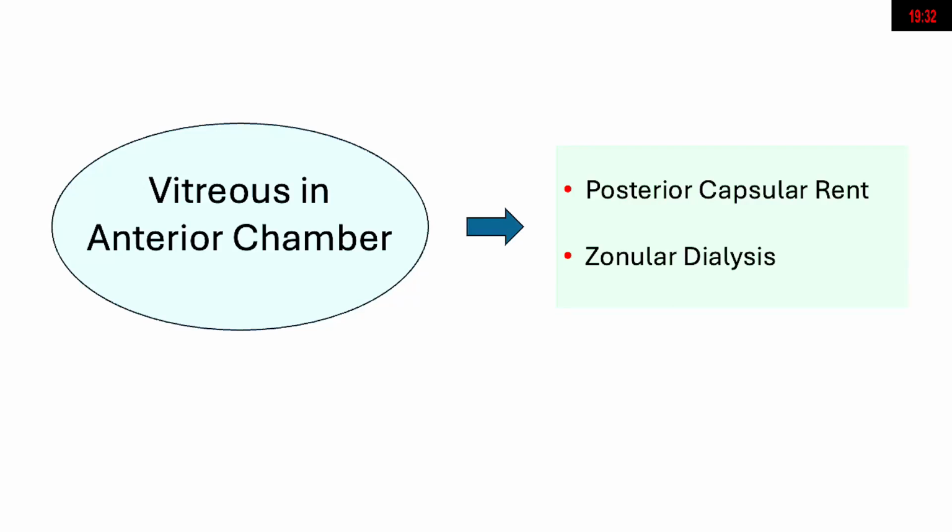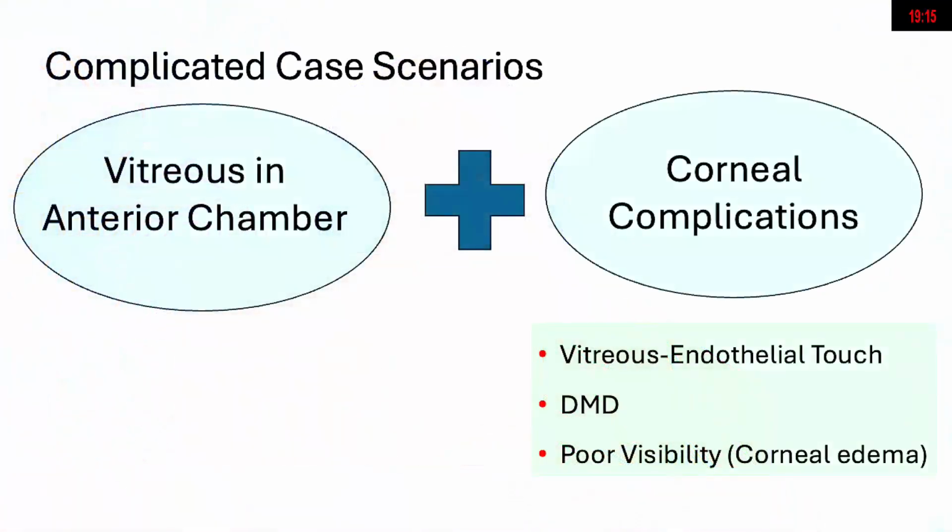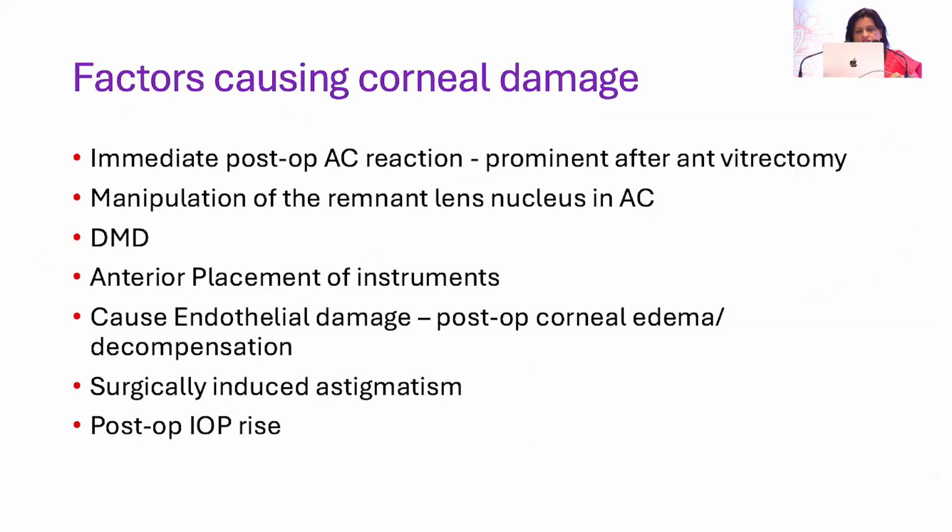If vitreous is present in the anterior chamber, it can be present because of two reasons. One, because of the posterior capsule rent, and second, because of zonular dialysis. And when vitreous is present in the anterior chamber, there can be corneal complications in the form of vitreous endothelial touch. Sometimes DMD may be associated with it. And because of the corneal edema, there can also be poor visibility.